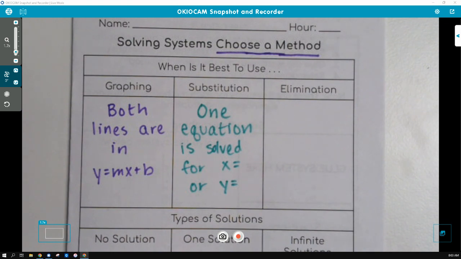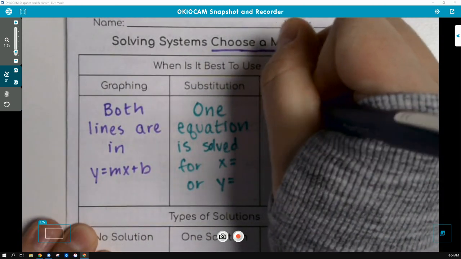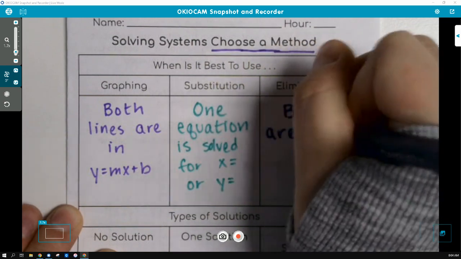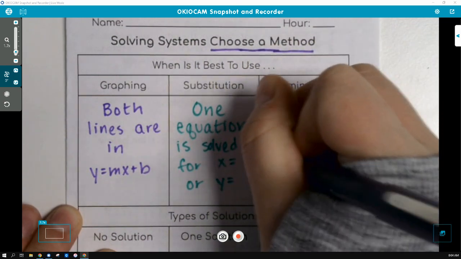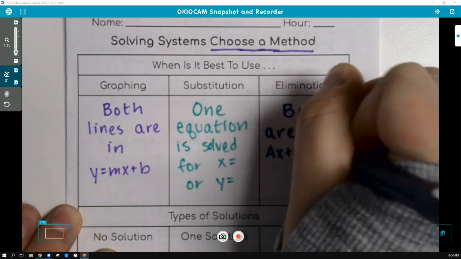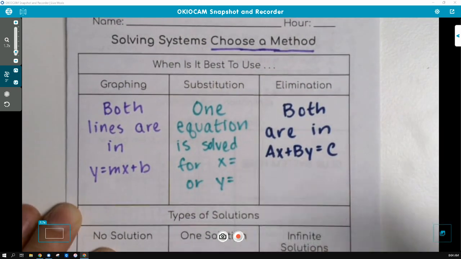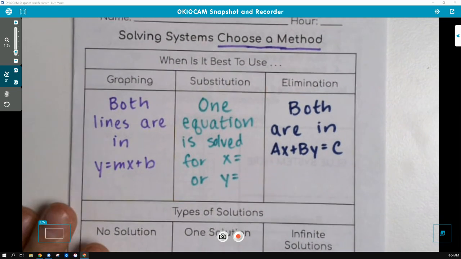And then elimination is the easiest method when both of your equations are lined up for elimination. So both are in that ax plus by equals c form, where a, b, and c are numbers. So x and y are both on the left side of the equal sign, is really what this means.